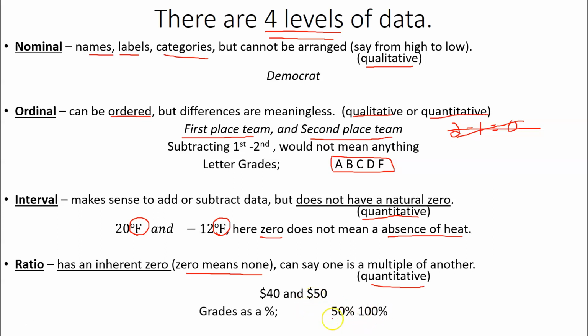Grades as a percentage, 0 would mean something. 0 would mean nothing. They didn't do anything. They didn't turn anything in. They didn't accomplish anything. But I can also set up ratios here. So this would be a ratio level.